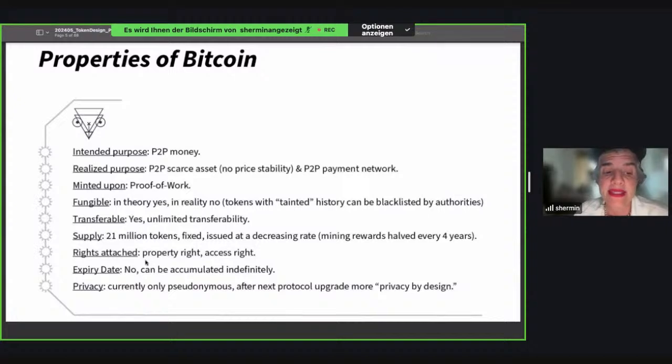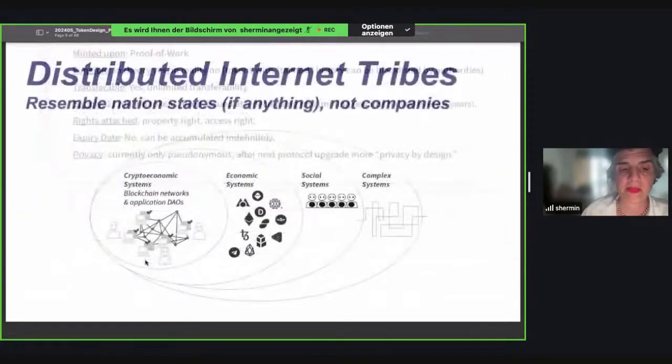And privacy is limited because identities are pseudonymous, and depending on which point in time we look at Bitcoin, depending on the protocol upgrades, there can be more privacy by design.